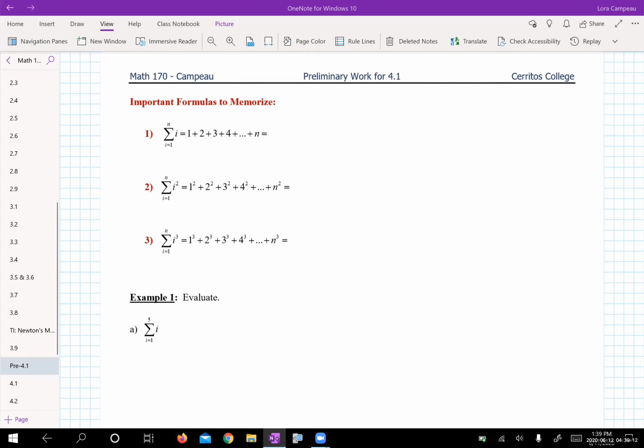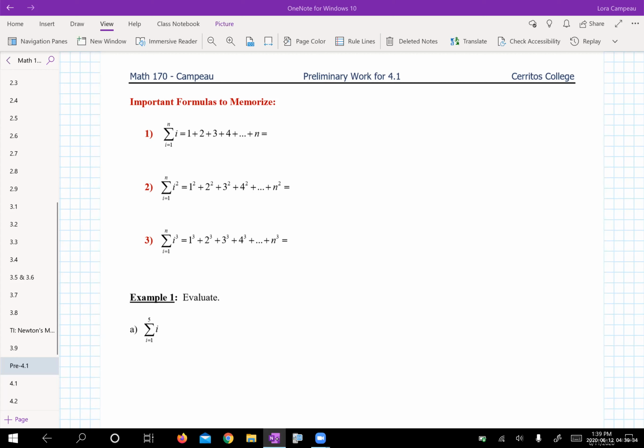Hi, Math 170. We have finally made it to chapter 4. I don't know about you, but chapter 3 took forever to get through. So these sections are going to be a little longer because I do show more examples, but I guess the good news is there's fewer sections in chapter 4 than there were in chapter 3.